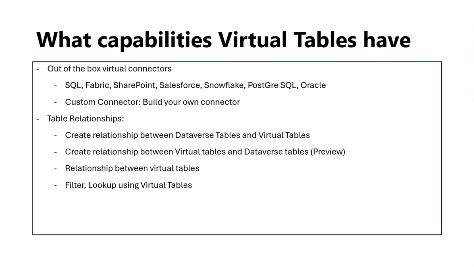Along with creating these relationships, you want to be able to filter and look up the data using the virtual table column or the native table column. Those capabilities are also enabled as part of this virtual table capability, which we will also try to see today, as to how you can apply filters, and also how we can sort by columns using native tables on virtual tables.